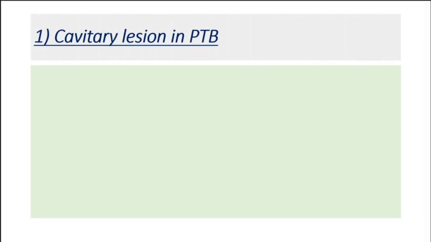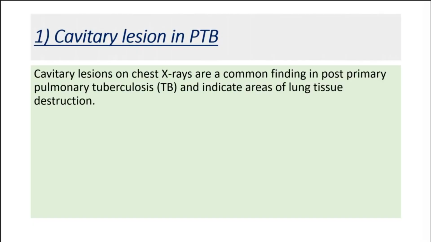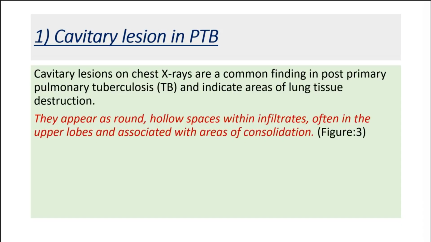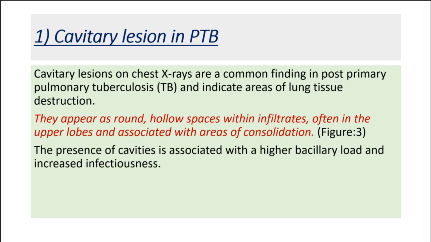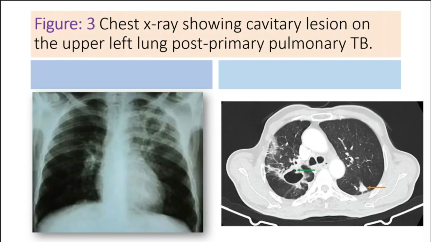1. Cavitary lesion in PTB. Cavitary lesions on chest X-rays are a common finding in post-primary pulmonary tuberculosis and indicate areas of lung tissue destruction. They appear as round, hollow spaces within infiltrates, often in the upper lobes and associated with areas of consolidation. Figure 3. The presence of cavities is associated with a higher bacillary load and increased infectiousness. Figure 3. Chest X-ray showing cavitary lesion on the upper left lung, post-primary pulmonary TB.